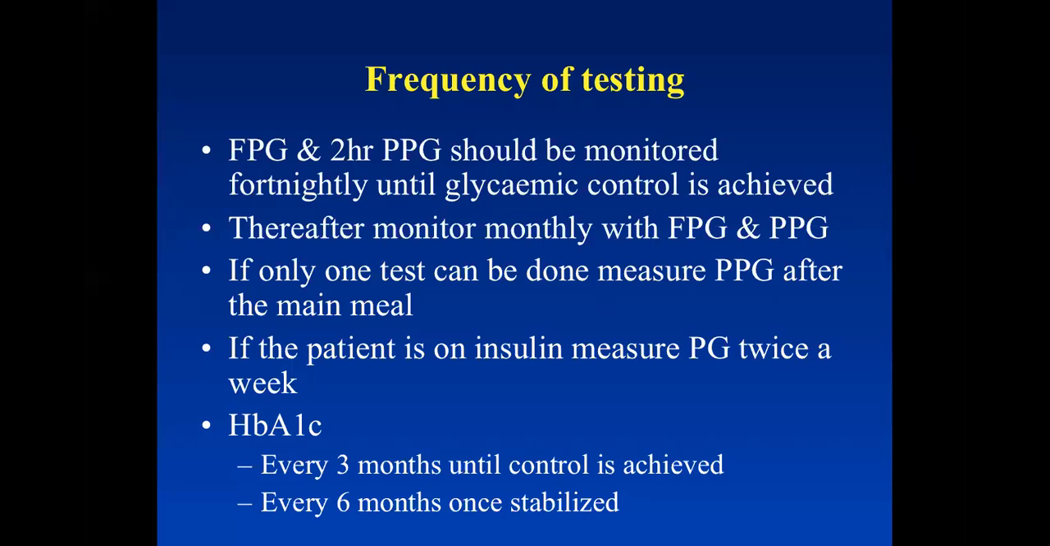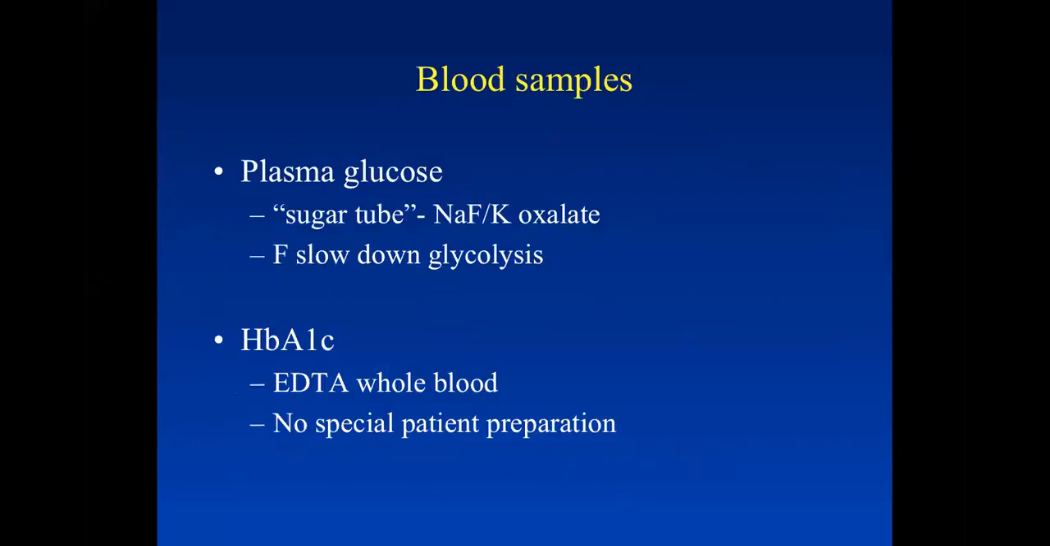Then, to assess the long-term control, you do the HbA1c. It should be done every 3 months until you achieve the desired target level, and after that, if the patient is stabilized at a certain level, you can do the HbA1c level every 6 months.